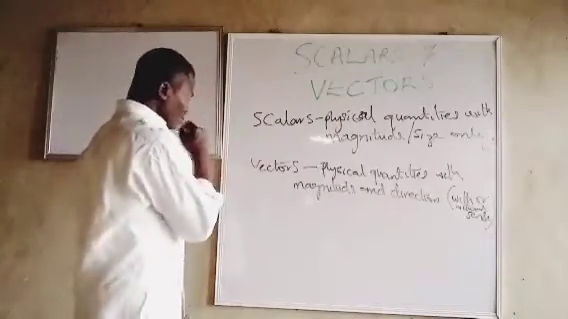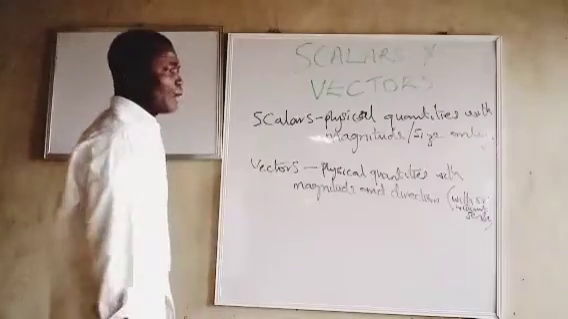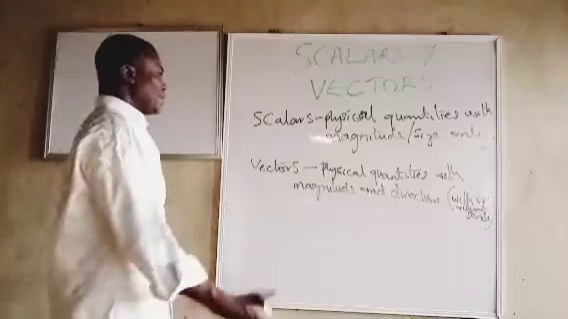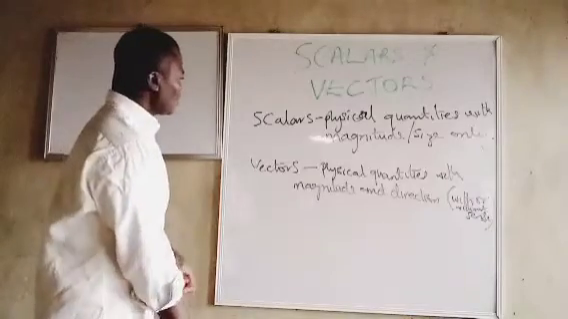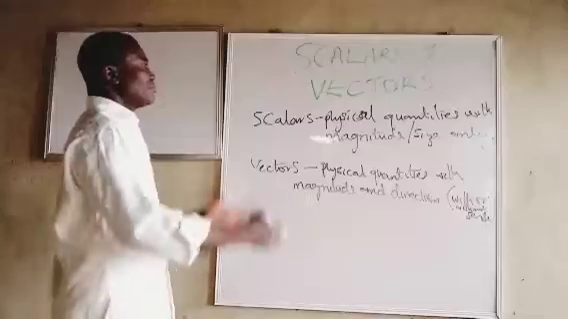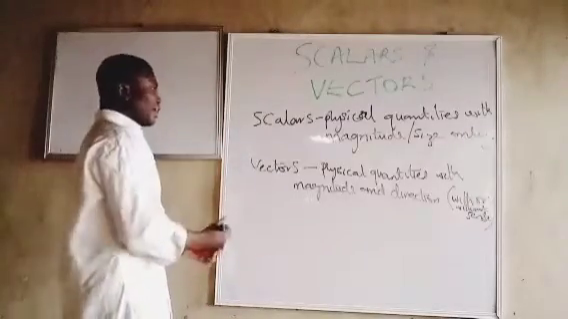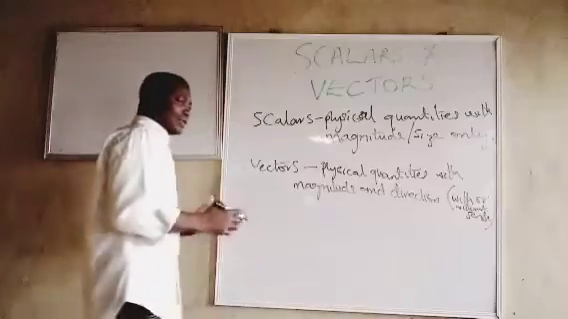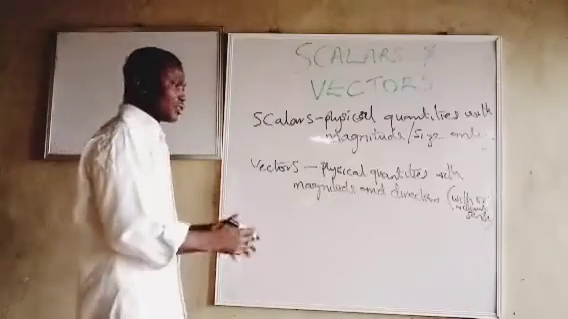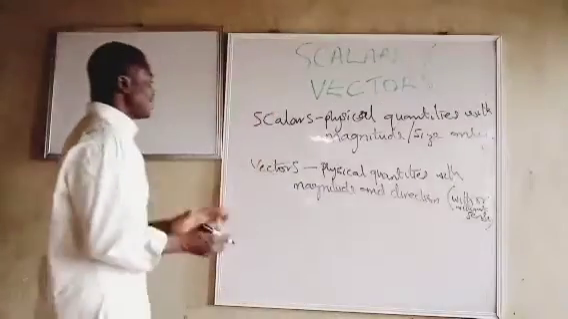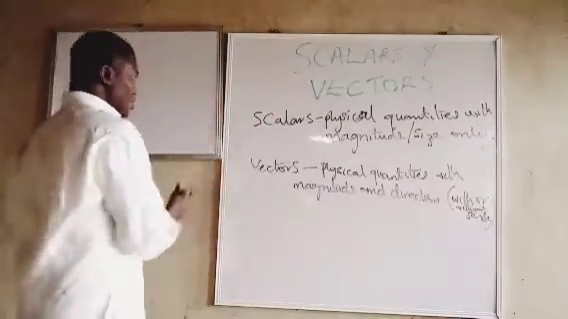Now let's see. Scalars. If I tell you I weigh 25 kg, I don't need to tell you which direction my size is. But if I am telling you the force on me is 25 Newton, I have to tell you the direction the force is coming from, either from my back, or from my right, or from my left. So those are the things that you use to differentiate between scalars and vectors.